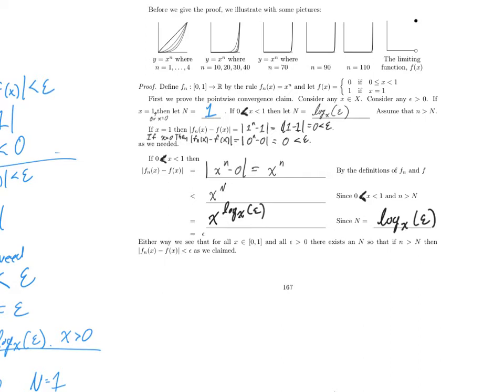And we'll notice something. Our choice of big N definitely depends on the choice of x. For 1 and 0, we just chose 1. When x is a number strictly between 0 and 1, N was the log base x of epsilon, which definitely depends on x and definitely depends on epsilon. So this proves, thus, f sub n converges pointwise to f on [0, 1].